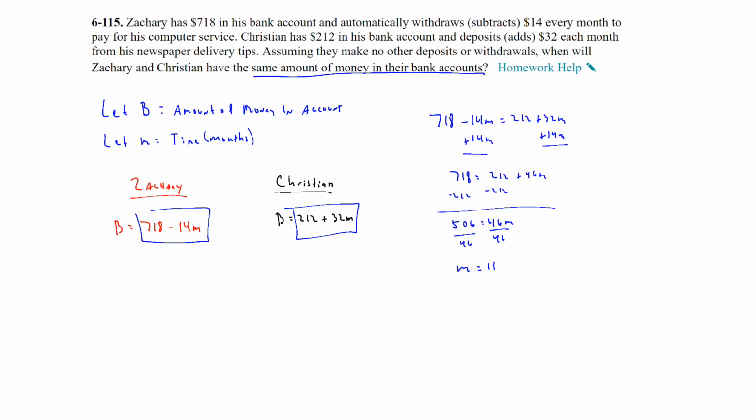So to make sure we answer the question, assuming they make no other deposits, when will their accounts have the same money? So it just wants to know when they'll have the same. It doesn't want to know necessarily how much, so we don't have to answer that part of it. So we know that Zachary and Christian's accounts will be the same after 11 months. And so make sure you answer that question, where you're saying something about the two accounts will be the same after 11 months. And so that's it for questions 110 to 115.